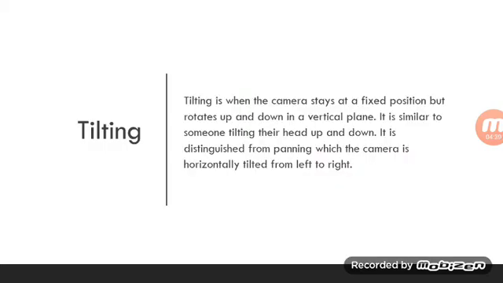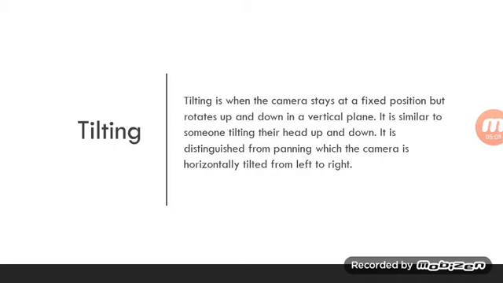Tilting is when the camera stays on a fixed position but rotates up and down on a vertical plane. It is similar to someone tilting their head up and down. It is distinguished from panning, in which the camera is horizontally turned from left to right. I would argue that tilting is more of a camera movement than a camera shot, because you can tilt. It's just a thing to do, like during recording you move the camera by tilting it slightly.